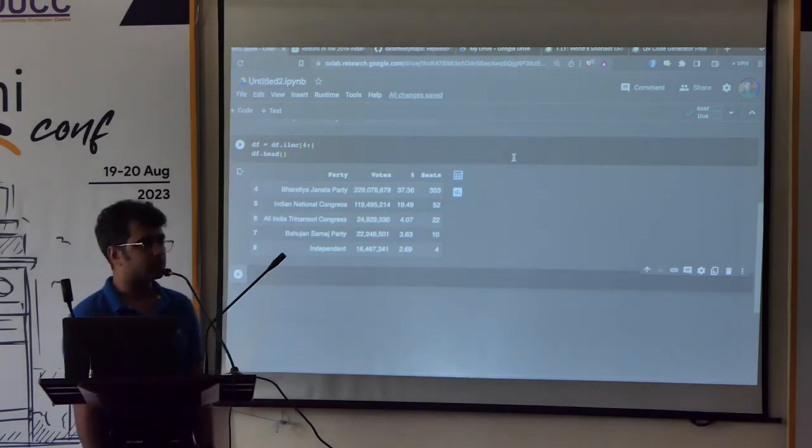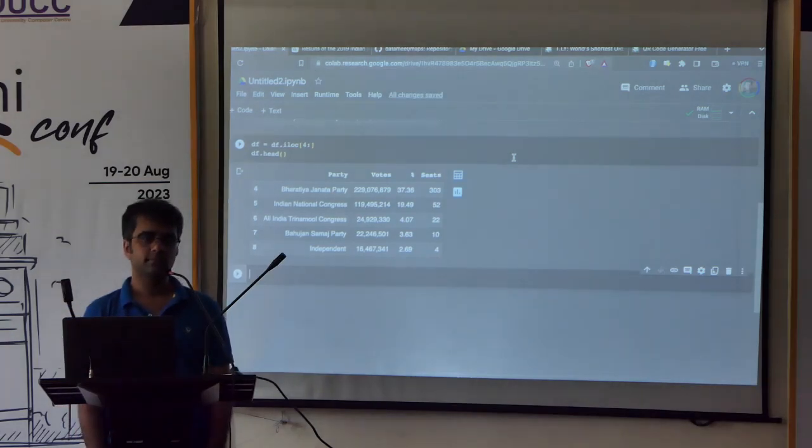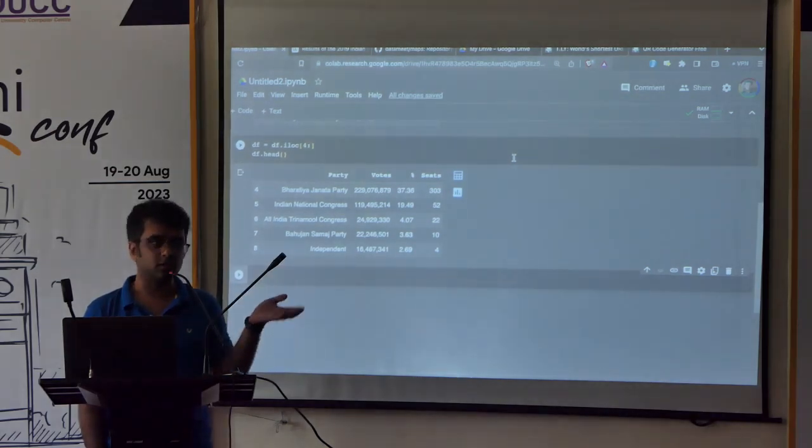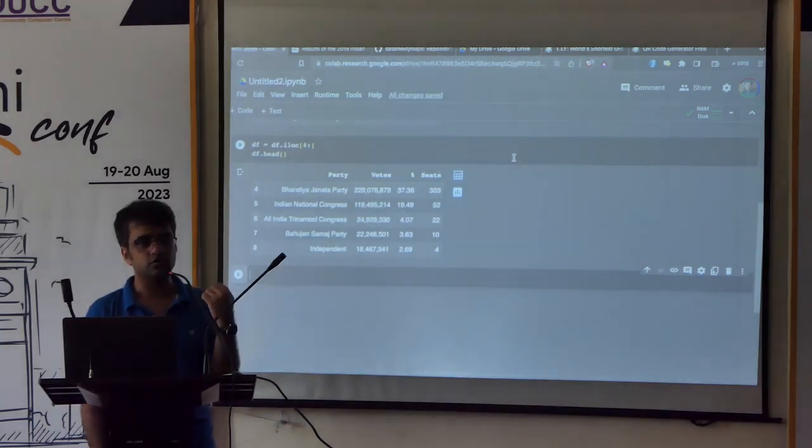So what's surprising about this? Look at the difference between that second and the third. I really wouldn't have guessed that TMC is actually the third biggest winner of the elections. I would have thought it's probably some party like BSP, JDU or something like that. Maybe something in the Hindi belt or whatever. Right? Although Bahujan Samaj Party does come very close.